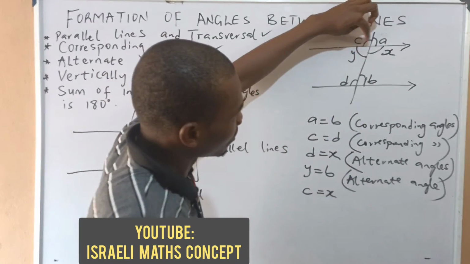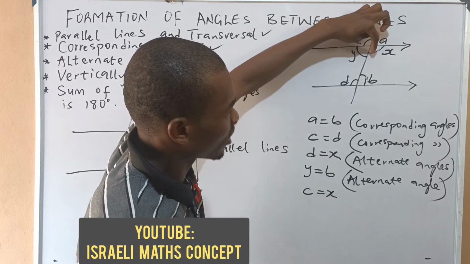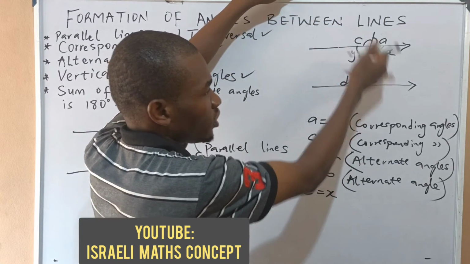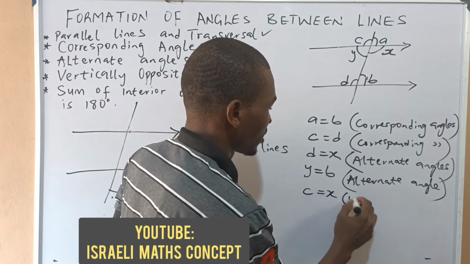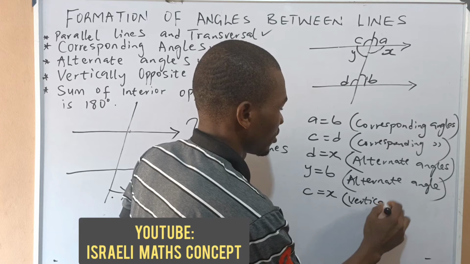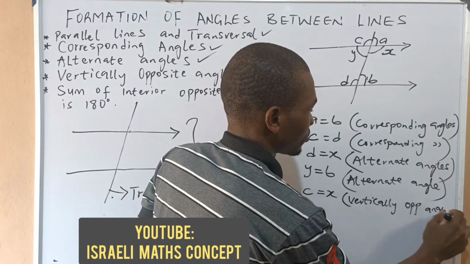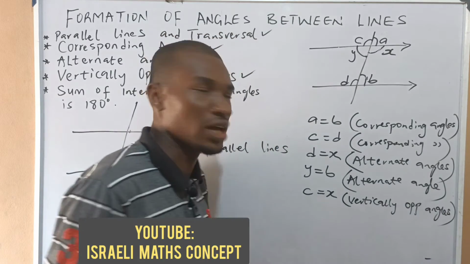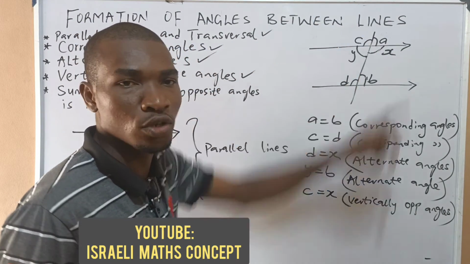Looking at the angle C here, it is vertically opposite to angle X here. They are opposite to each other. Hence, we say that C is equal to X. The reason is that they are vertically opposite angles. And geometrically, vertically opposite angles are equal. Hence, C is equal to X.